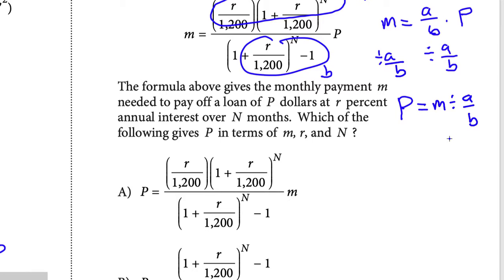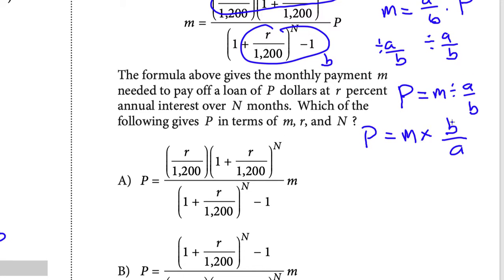Alright, this is where I consider the magic to happen. If I divide by a fraction, do you guys know keep it, change it, flip it? So this is going to be P is equal to keep it, change it, flip it. There it is.